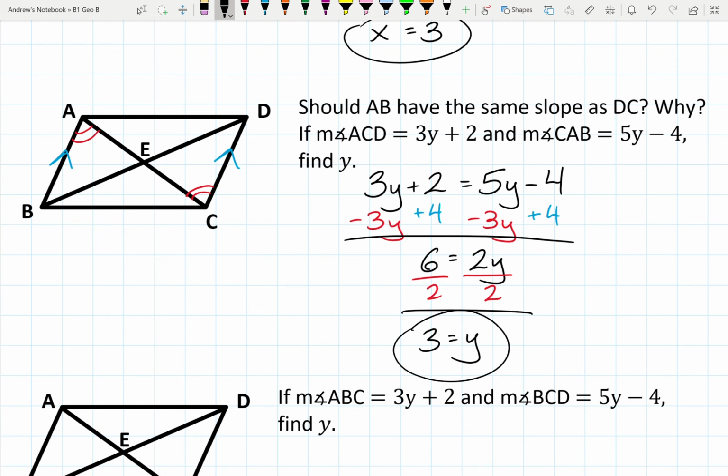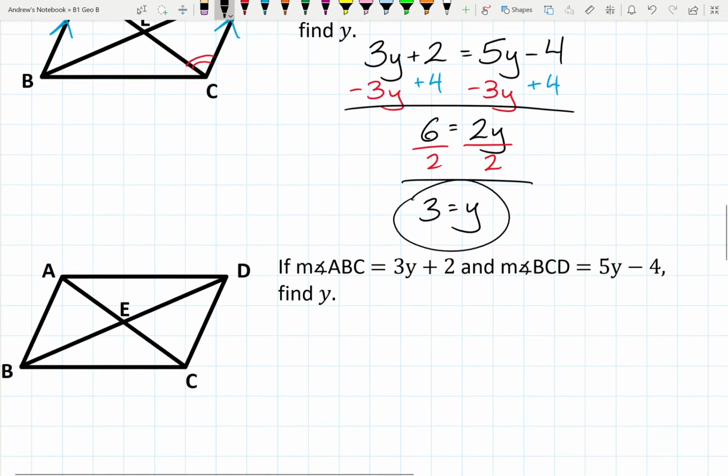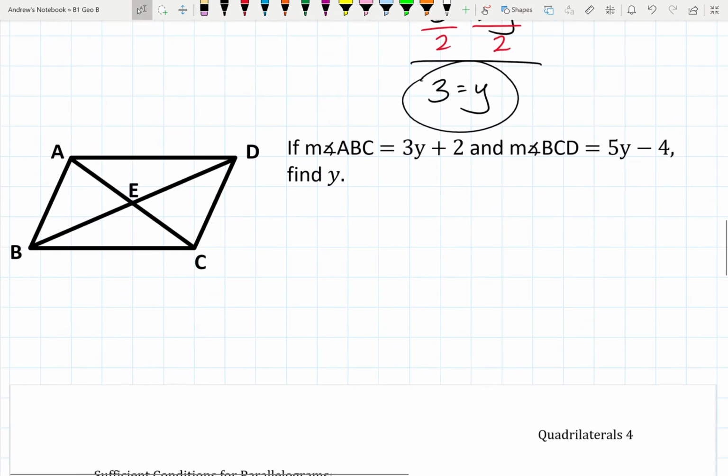And again, same thing as what I've been saying on the last couple. The fact that we set these up equal to each other means that if I plug that 3 in for y in either one of them, they should come out to be the same thing. All right. Whew, we're almost there.